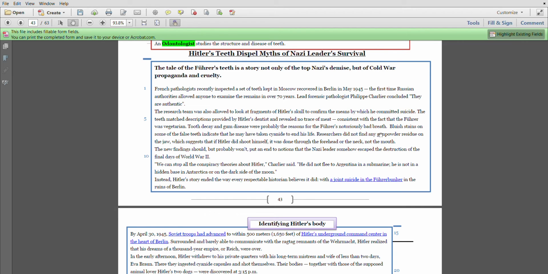Researchers did not find any gunpowder residue on the jaw, which suggests that if Hitler did shoot himself, it was done through the forehead or neck, not the mouth. The new findings should, but probably won't, put an end to the notions that the Nazi leader somehow escaped the destruction of the final days of World War II.